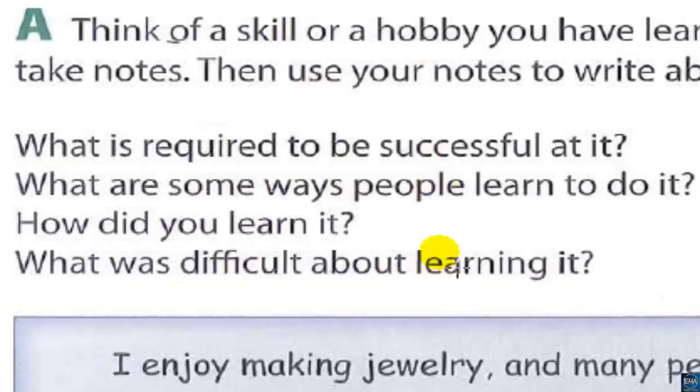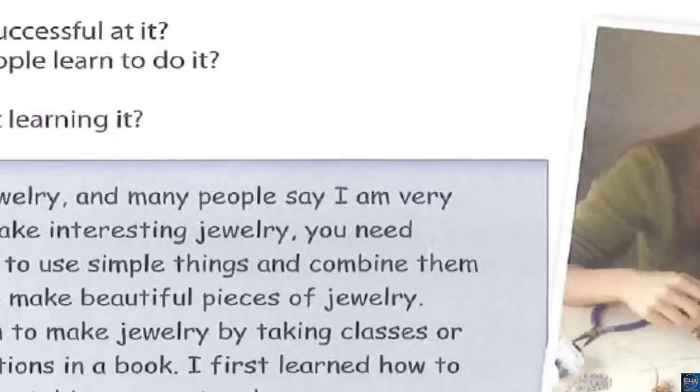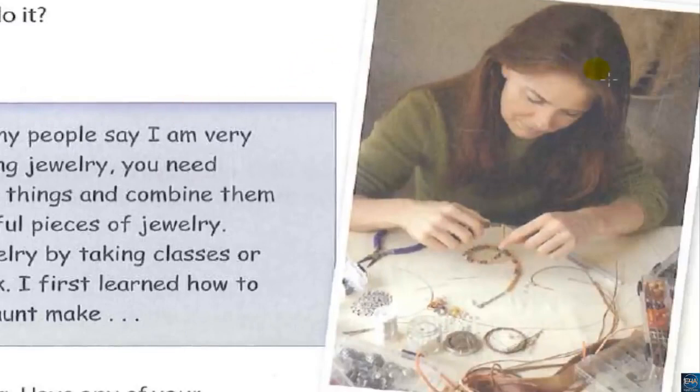Let's get an example. Here, look at the picture. What do you see? A young lady, and she's doing something. She's making a necklace, maybe, accessories. This is making jewelry.